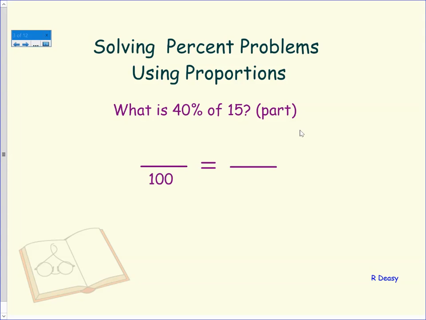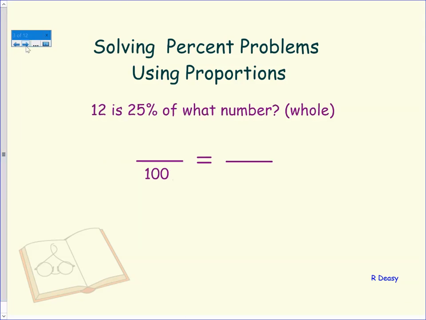All right, let's try another one. It says 12 is 25% of what number? Now notice it says of what number, so we're looking for the whole. So first thing I need you to do is set up your proportion. Okay, so set up the proportion, and then I'll call on someone to tell us how they set it up.